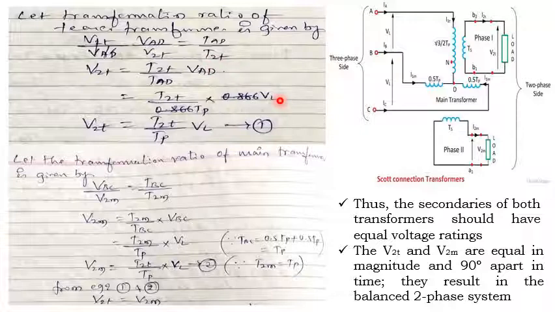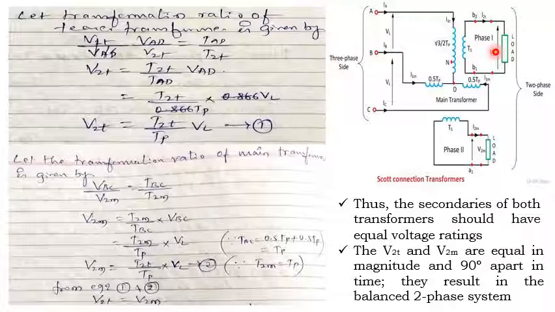Now let me discuss the transformation ratio of both the transformers. Here I consider the transformation ratio of the teaser transformer first. This is the teaser transformer. To consider its transformation ratio, I must know the primary and secondary voltages and the primary and secondary turns. Here VAD is the primary voltage of the teaser transformer, and V2T is the secondary voltage of the teaser transformer.